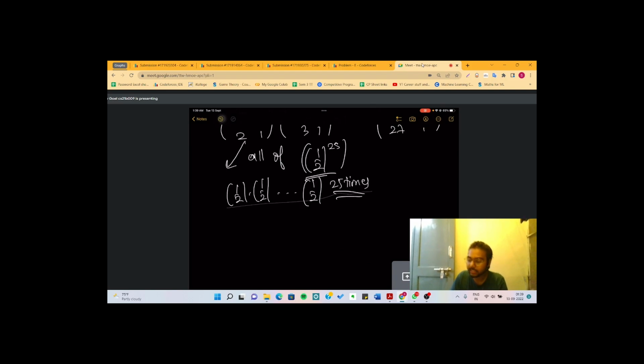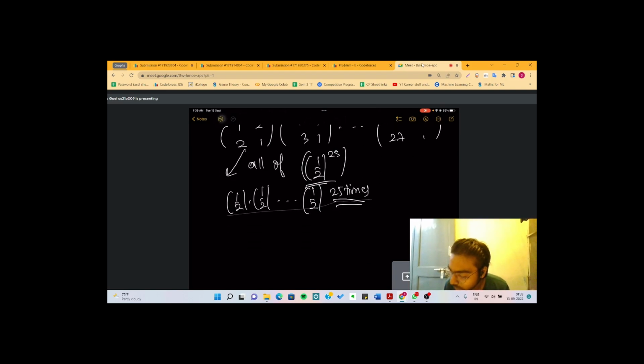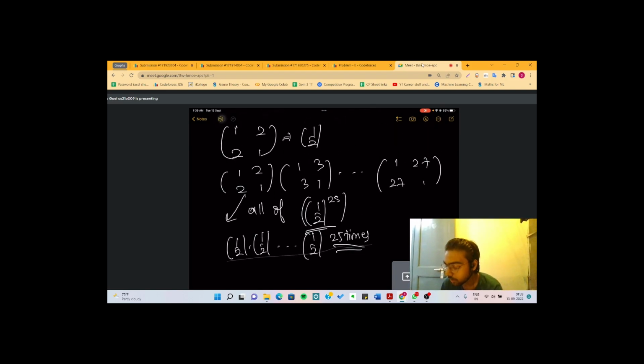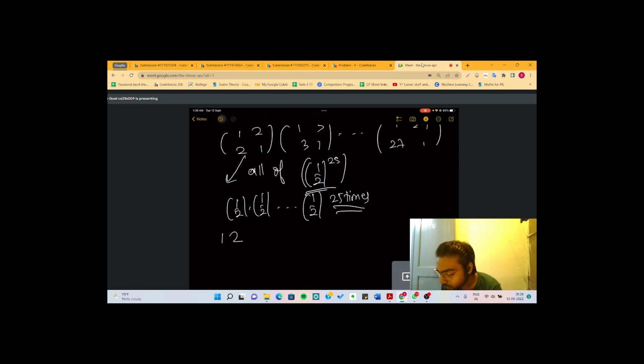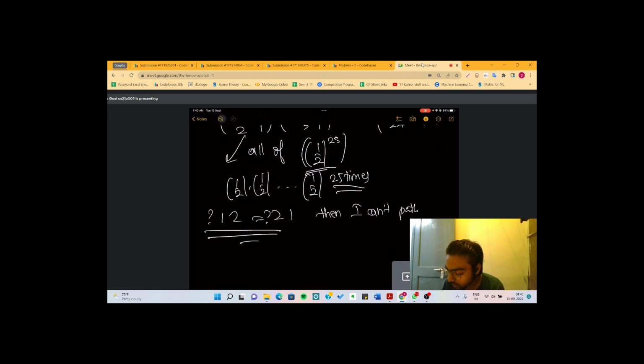Same answer as in ? 1 2 will be equal to ? 2 1, ? 1 3 will be equal to ? 3 1, and so on. Now if ? 1 2 is equal to ? 2 1, then I can't decide the path length. Then I can't decide the path length, right? But if it is not equal, what we can notice is this.